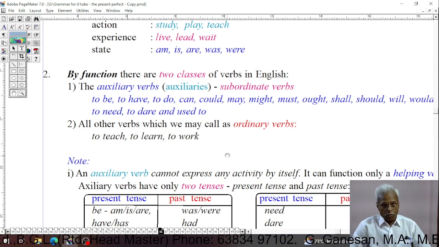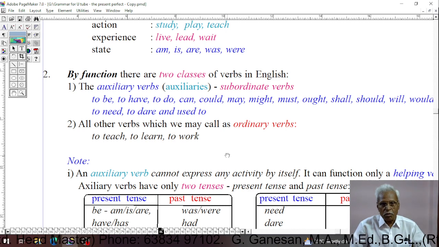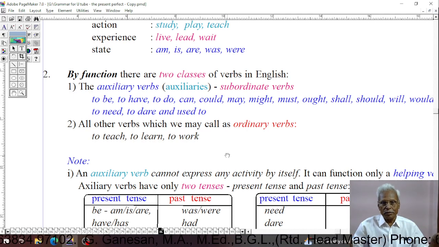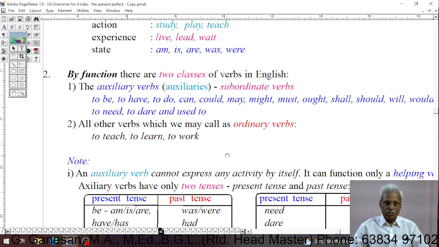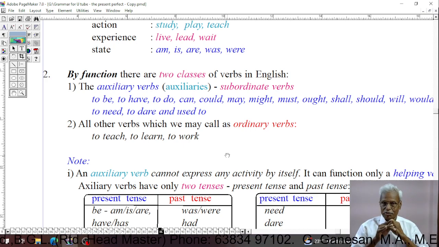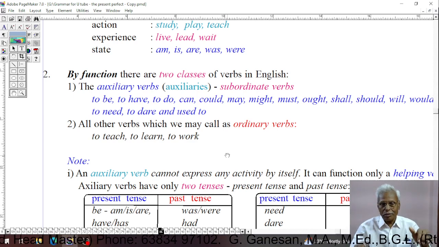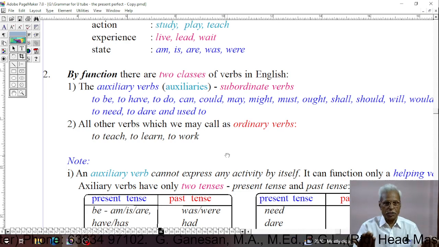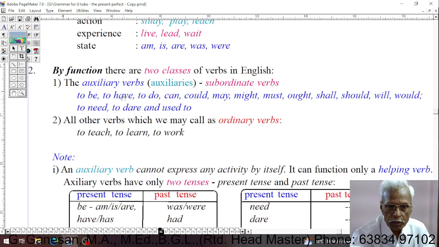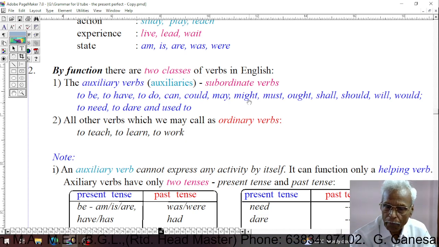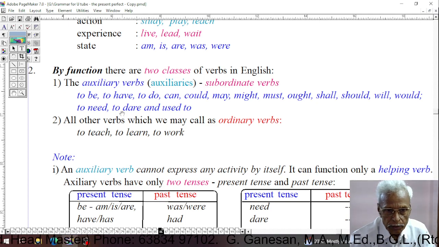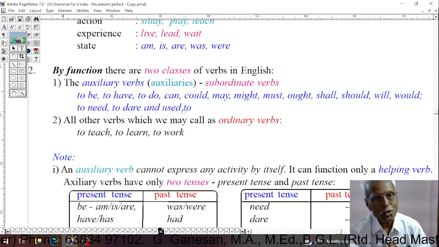On the basis of function, English verbs are divided into two classes known as auxiliary verbs and ordinary verbs. One is known as auxiliary verbs, its other name is subordinate verbs. Auxiliary means subordinate. Examples: to be, to have, to do, can, could, may, might, must, ought, shall, should, will, would, to need, to dare, and used to. These are auxiliary verbs.